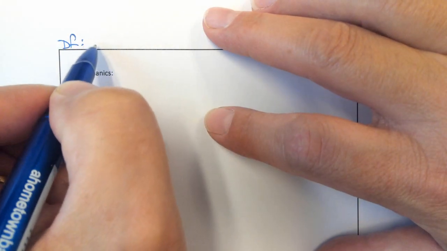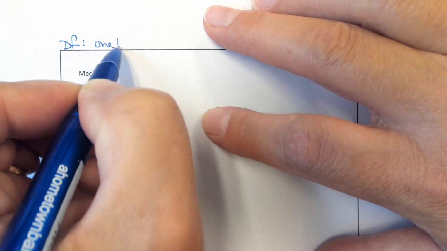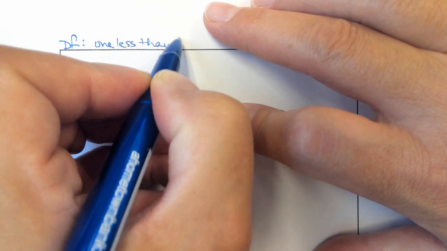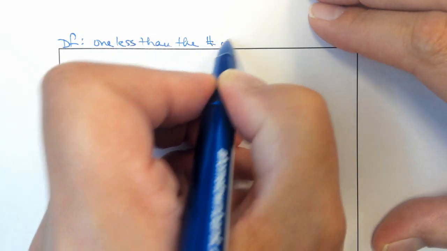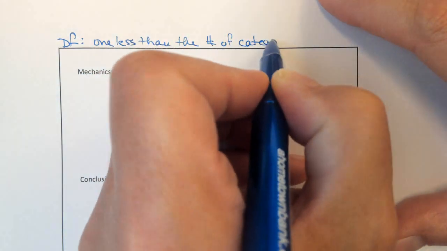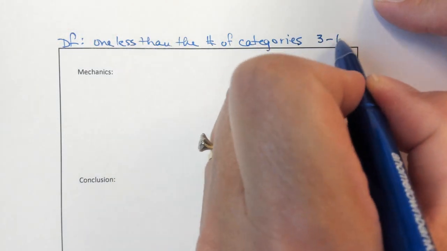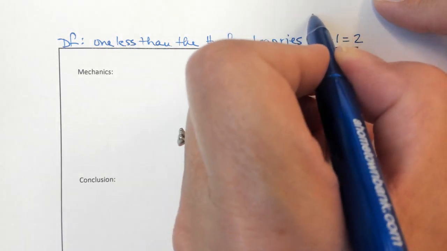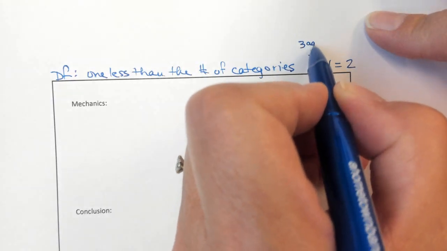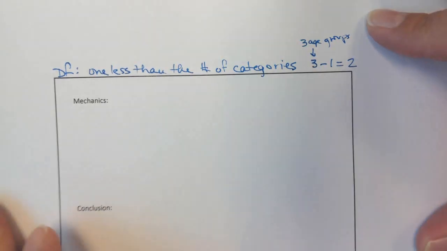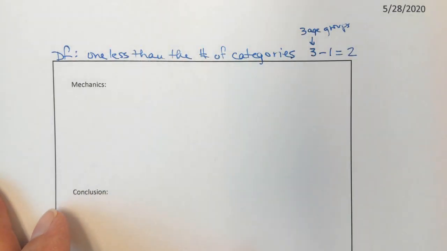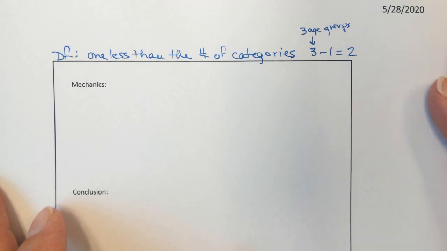So degrees of freedom is 1 less than the number of categories. We had 3 categories, and we subtract 1, and we get 2. There were 3 age groups. So the number of groups, number of categories, or number of observations in the table is another way you can think of it. How many numbers did you have in that table? 3 of them. And then you subtract 1. Alright, so we have 2 degrees of freedom.